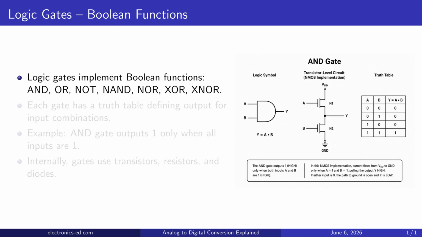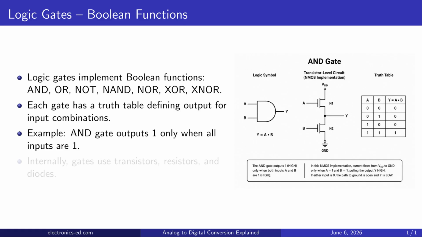Logic gates implement Boolean functions. The basic ones are AND, OR, NOT, NAND, NOR, XOR, and XNOR. Each gate has a truth table that defines its output for every possible combination of inputs. For example, an AND gate outputs a 1 only when all of its inputs are 1. Inside a logic gate, we use components like transistors, resistors, and diodes to make the logic work.